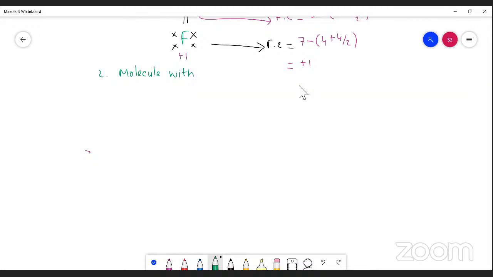Molecule with odd electron. Here we are taking some examples of this, that is, molecules with an odd electron. Now we are taking the examples.